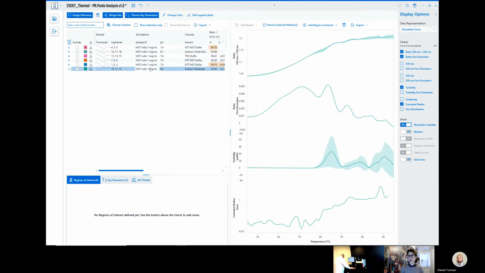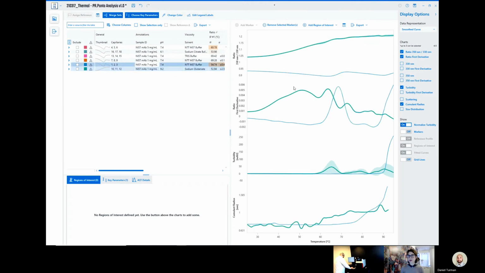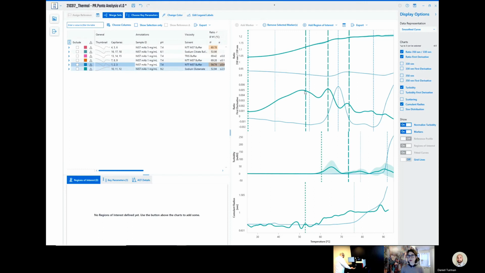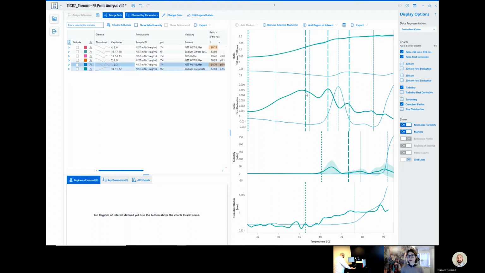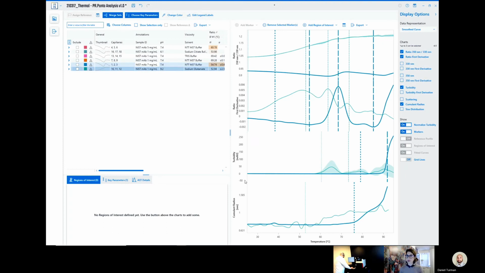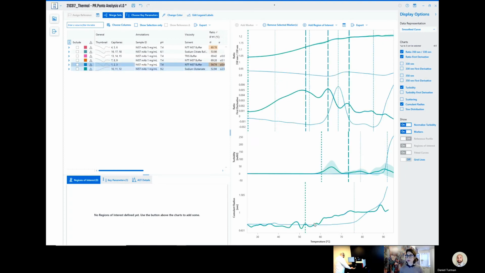Let's look at our really bad sample. Oh my goodness, yeah. So this sample at high pH, NIST is not happy at all compared to this. So I would say this peak, we can turn the markers back on. This peak and this peak are the first transitions. So we destabilize that protein significantly. And it also has some aggregation that occurs very early as well.